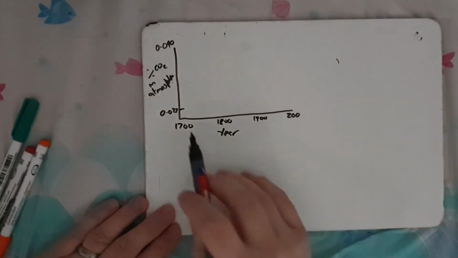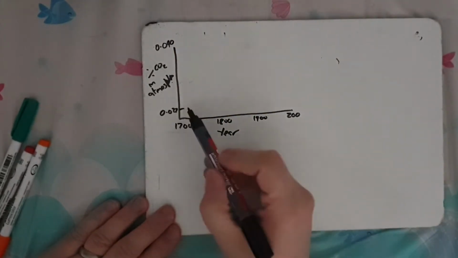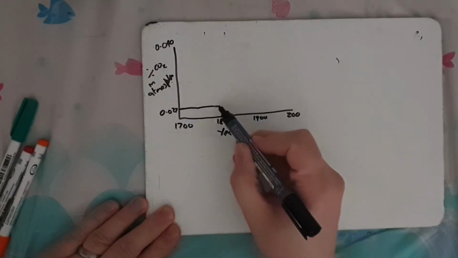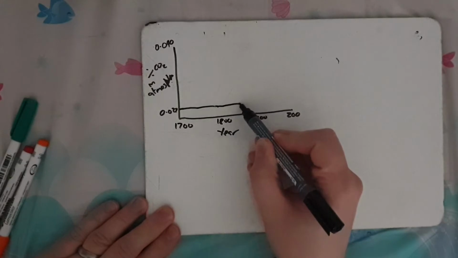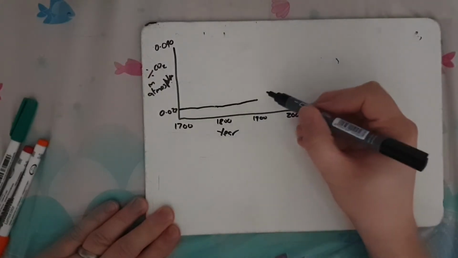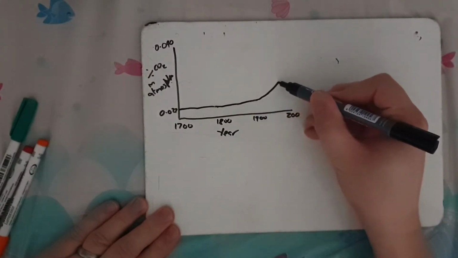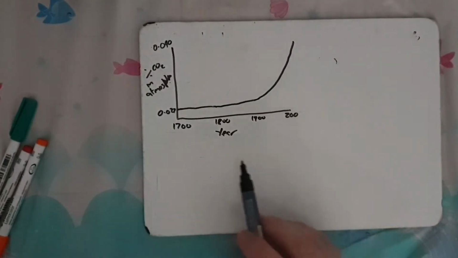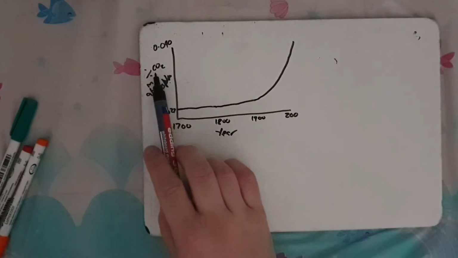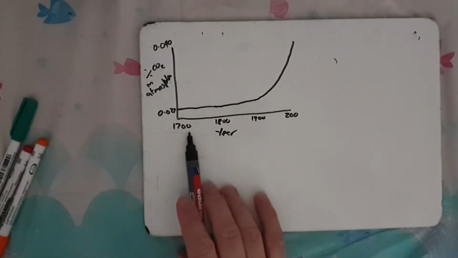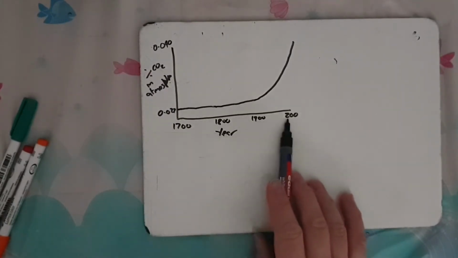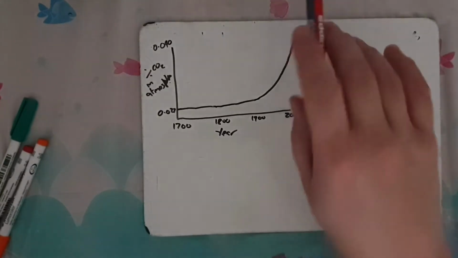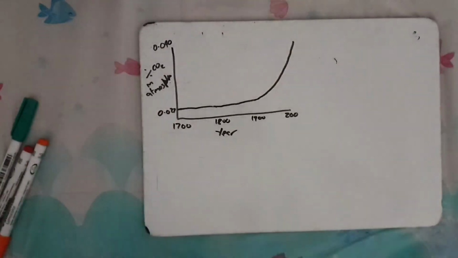So in the year 1700, the amount of carbon dioxide stays pretty consistent, and then we get to 1800, it starts to slowly increase, and then at 1900 it starts to rapidly increase, and then we're looking like that. So what's happened to the amount of carbon dioxide in the atmosphere? Well, over the last 100 years, it's increased remarkably. Over the last 200 years, it's increased exponentially.